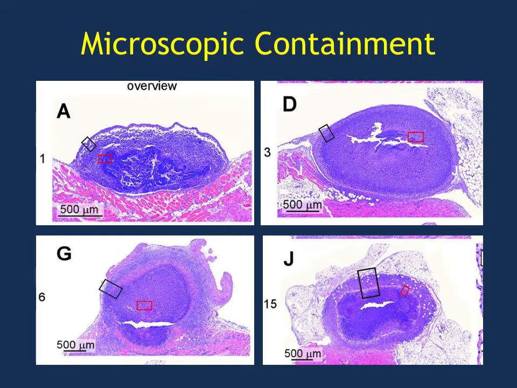Over the ensuing days, there's eventually a formation of a fibrinous and a fibrotic wall that starts to form as additional macrophages and fibroblasts enter the scene. This is an excellent example of containment of a limited source of contamination, and this is also an example of an abscess formation.